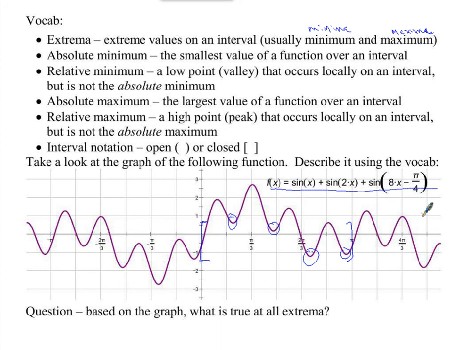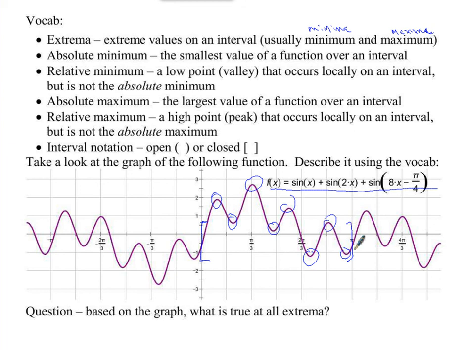Absolute maximum would be the largest value of a function over an interval, so kind of like the valleys of the minimums. The peaks of the function will be your maximums. This would be your absolute maximum right here, over that interval anyway. And then the relative maximums, very similar to relative minimums, any high point that occurs locally but is not necessarily the absolute maximum. So this would be a relative max, this would be a relative max, this is a relative max.